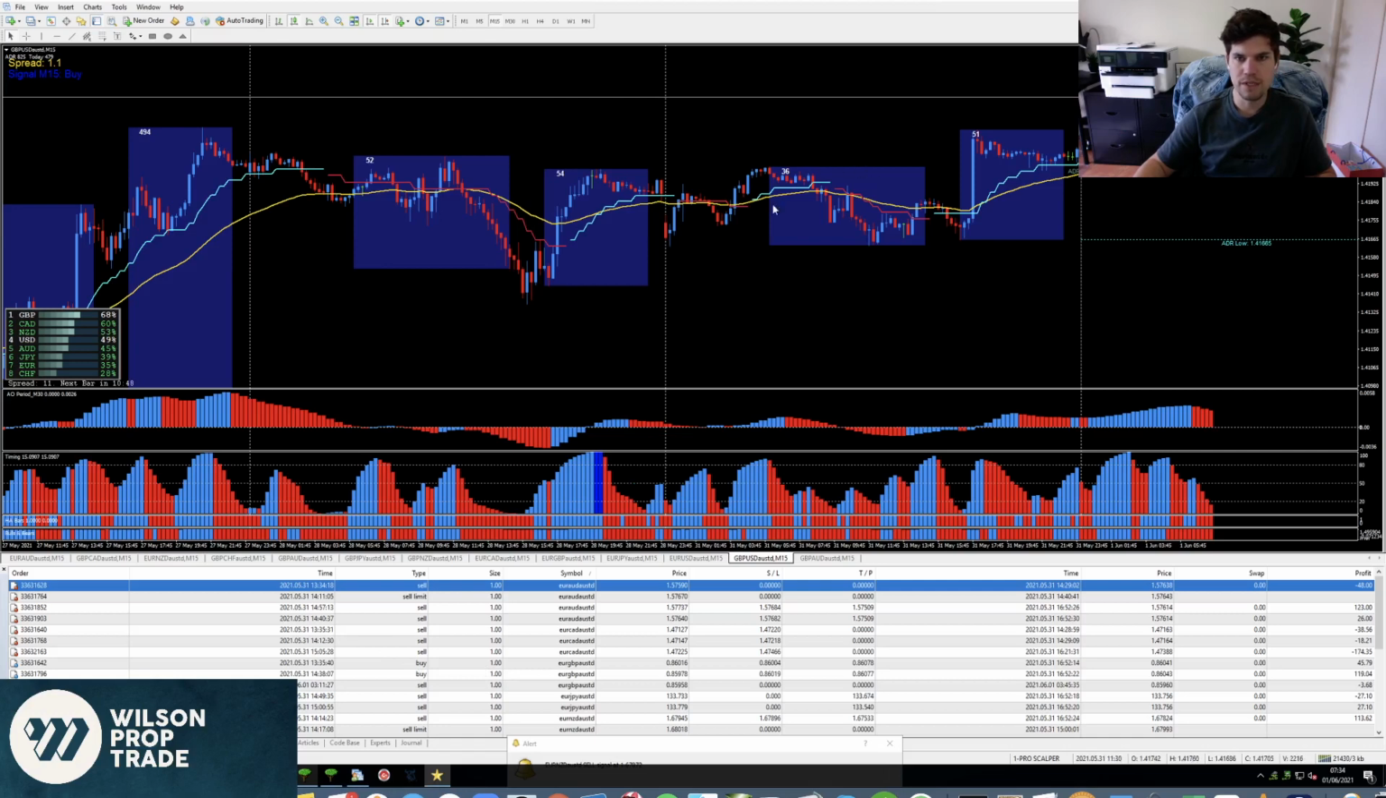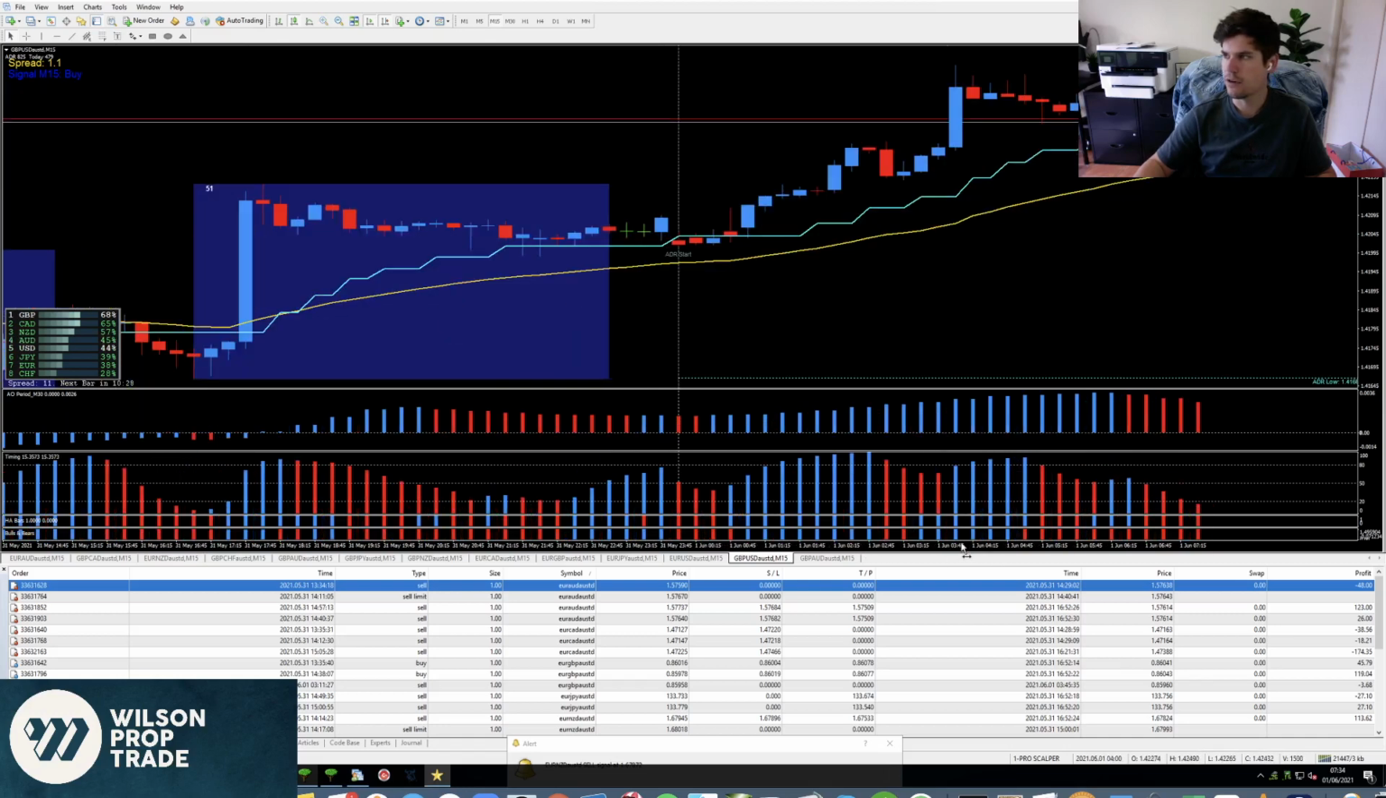Essentially, this blue box and this blue box represent the London and New York trading sessions. These dashed lines represent the new days, and then you have the average daily range low, and the average daily range high just above it. So let's go through the trades and see what we've got.